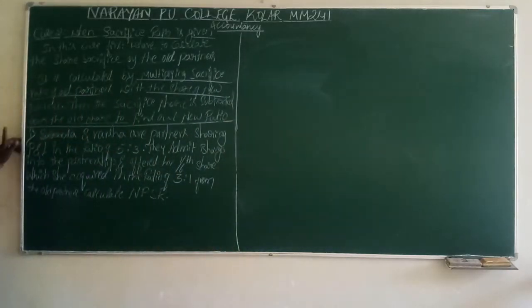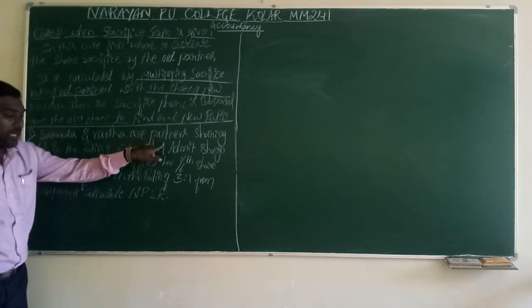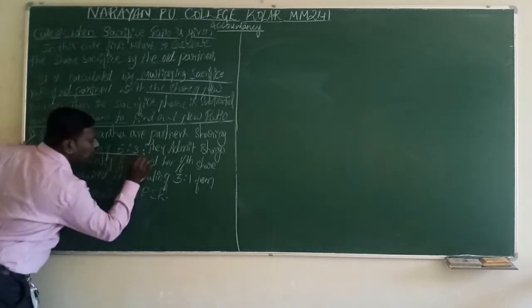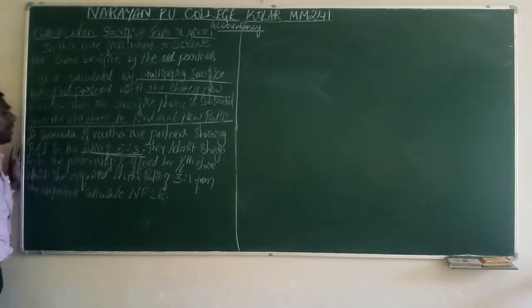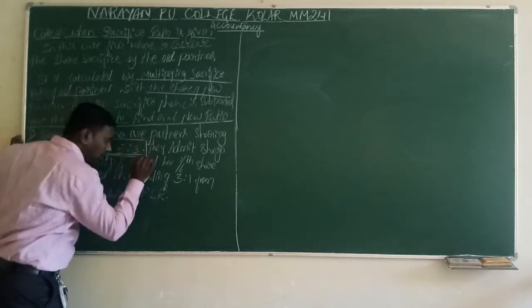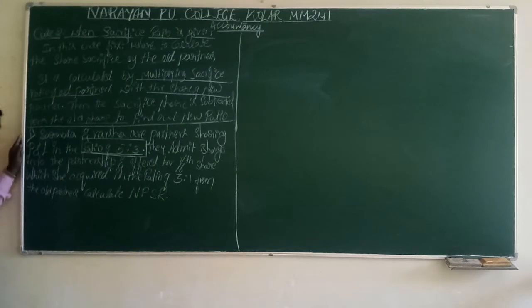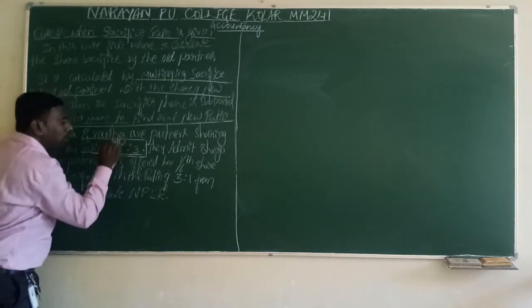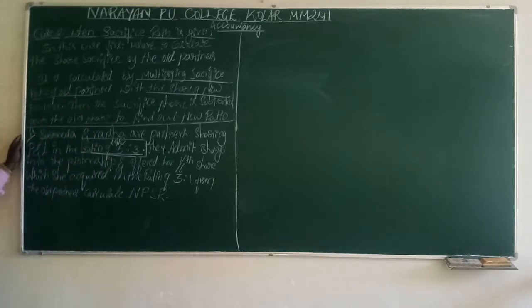Here, question number 1: Sarala and Varsha are partners. They are the old partners in the business, sharing profit and losses in the ratio of 5:3. So 5 divided by 8, 3 divided by 8. We should mark it separately and clearly. We can assume this belongs to the old ratio or old share. We have to consider the old ratio that is given in the question itself.